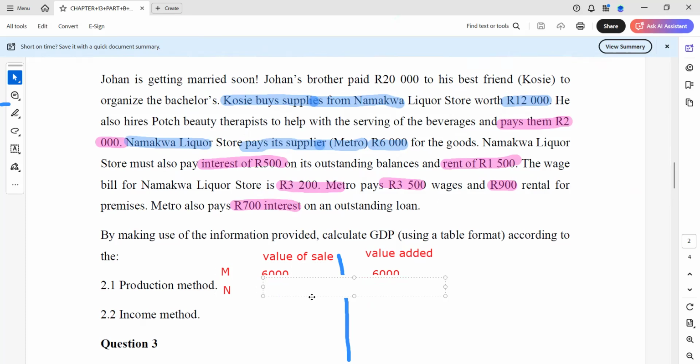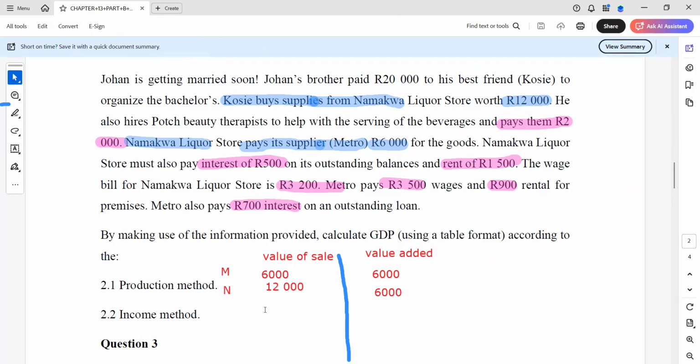Obviously, Namakwa wants to make a profit. He can't sell these products at the same price that he bought them from the supplier. He has to add a markup. So he sold them to the customer for 12,000. And the value which was added by Namakwa is 12,000 minus 6,000, which is 6,000. So the value which was added by Namakwa is 6,000.